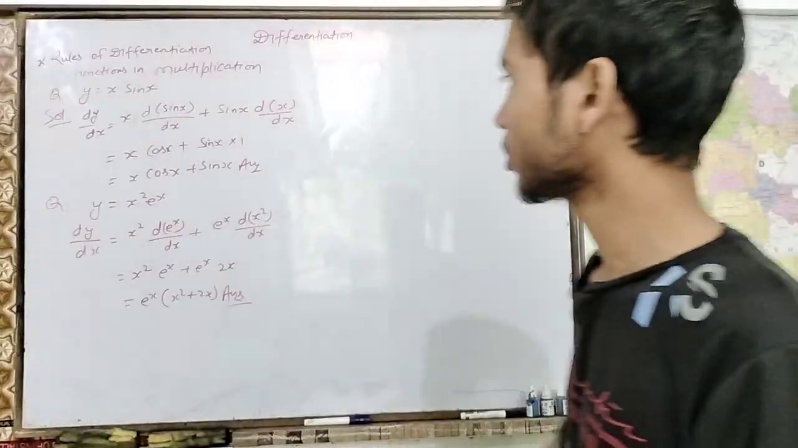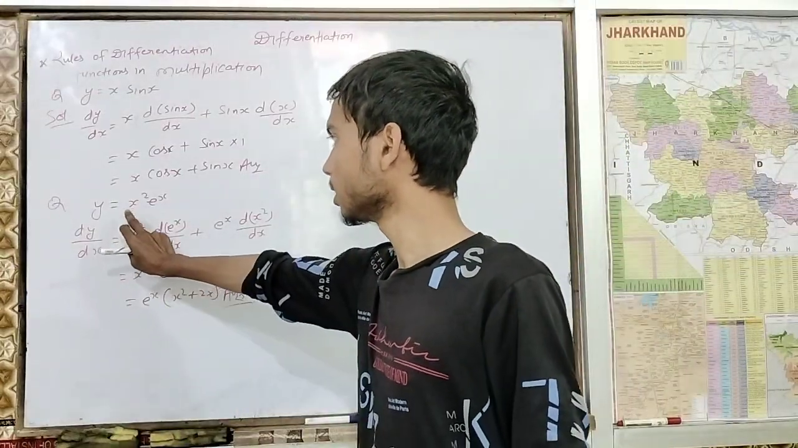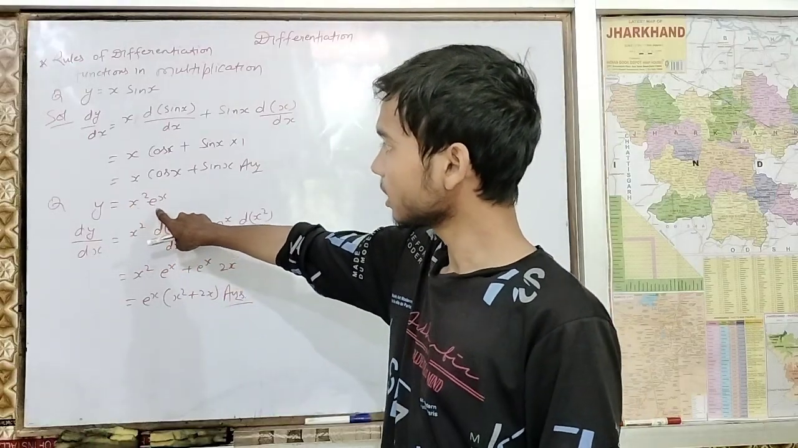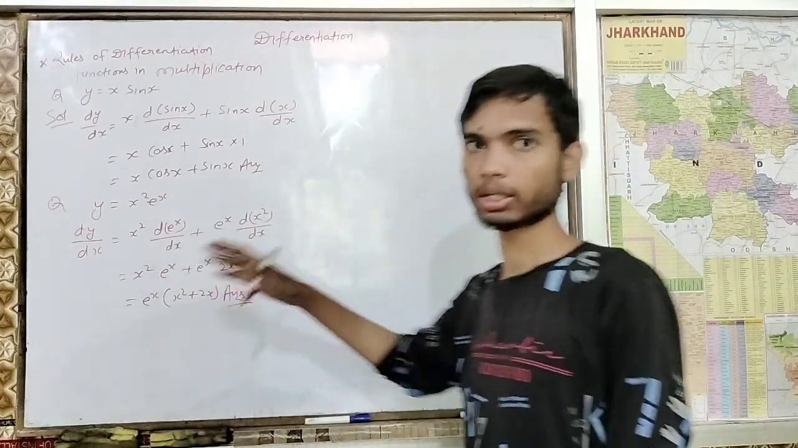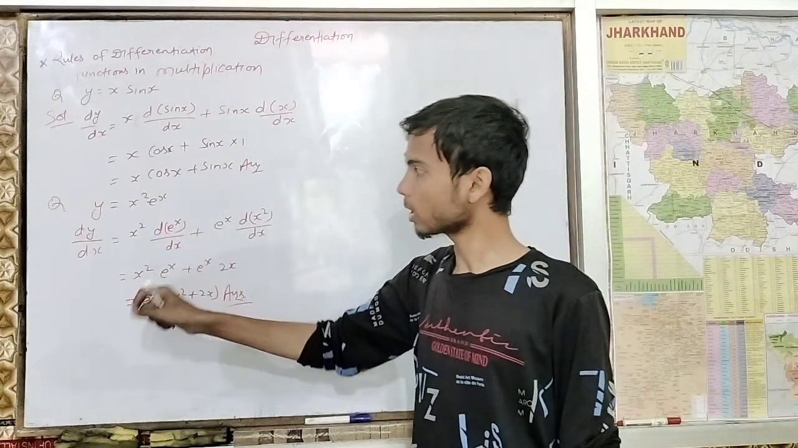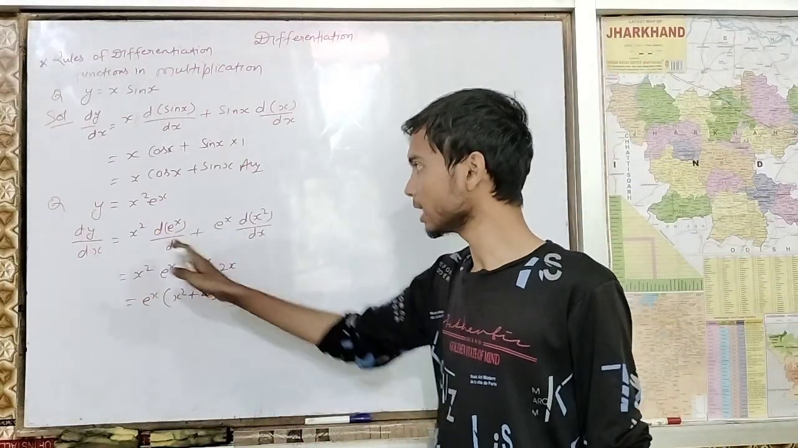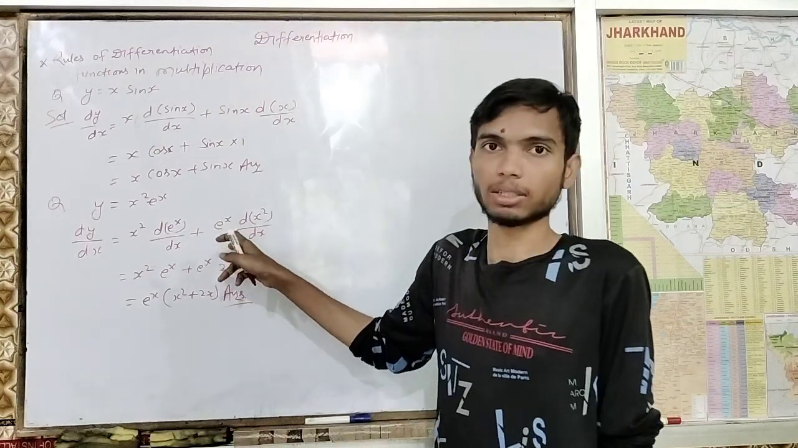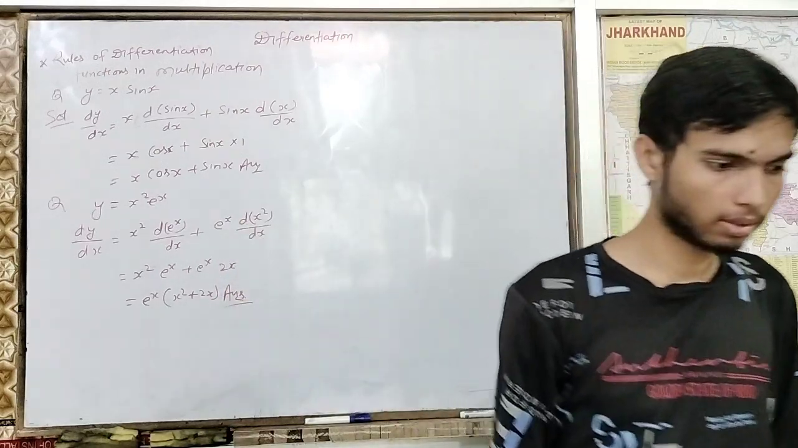Here you can see, first I did not differentiate this, I differentiated this second term. And the next term, whatever I did not differentiate in this, I will differentiate here. Okay, that's it.